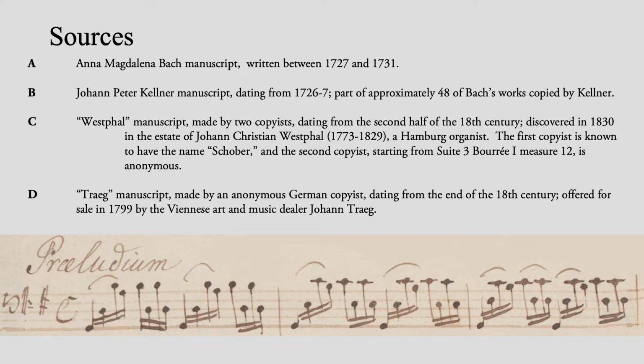The final handwritten copy is Source D, known as the Treg manuscript. It was made by an anonymous German copyist sometime in the end of the 18th century. It first came to light in 1799, but we do not know where it came from or who wrote it.